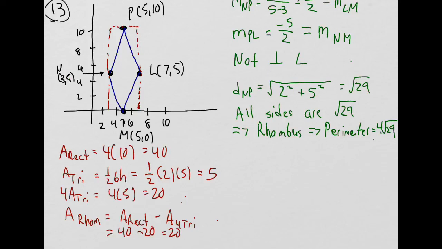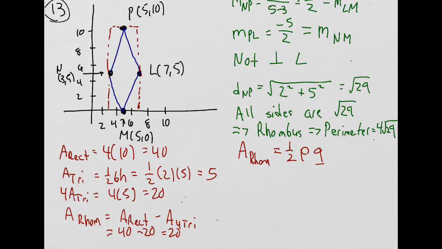Now the other way we can do this, which is probably easier in this case, is to directly use the formula. Rhombuses do have a formula. The area of a rhombus is 1/2 times P times Q, where P and Q are the 2 diagonals.